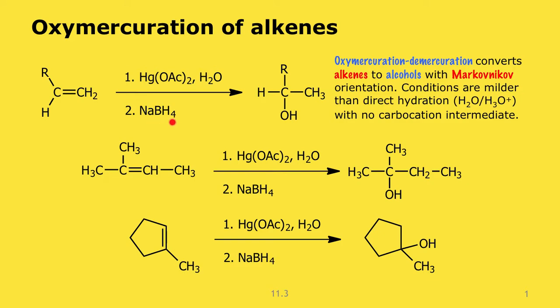And then that compound is treated with a reducing agent, sodium borohydride. It's a sort of H-. The overall result is a Markovnikov addition of water across the double bond. And you might say, well, why use this to do that? For one thing, it involves mercury, which is a poisonous metal.